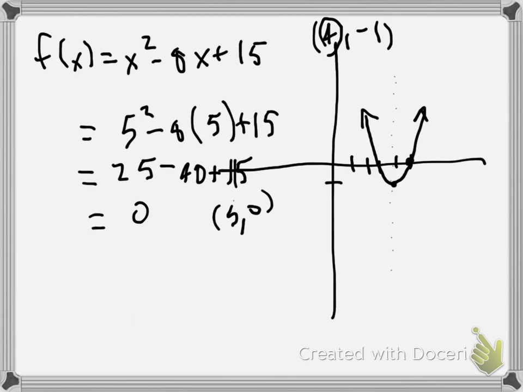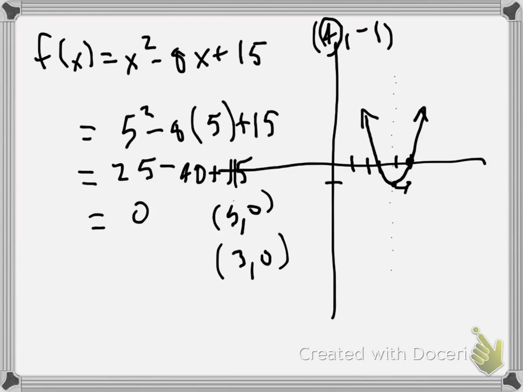Okay, and what that tells me is that this point 5, 0 is 1 unit to the right of our vertex, right? And so 1 unit to the left of our vertex, we would be at 3. We're going to have exactly the same y value every single time because of the symmetry of this shape. So 3, 0 would be another point that would show up on our graph.